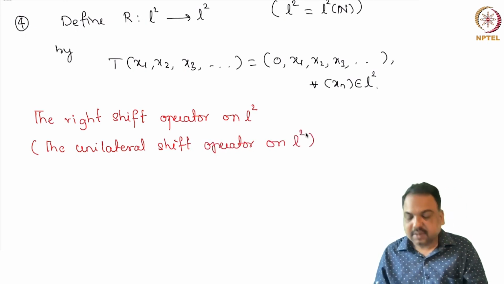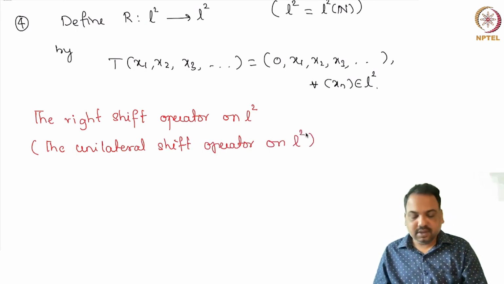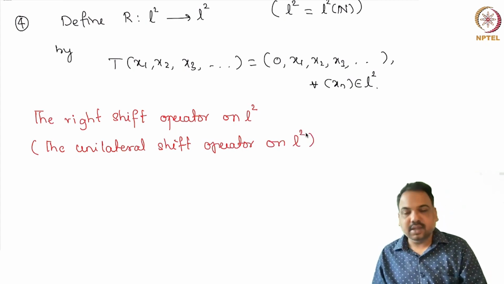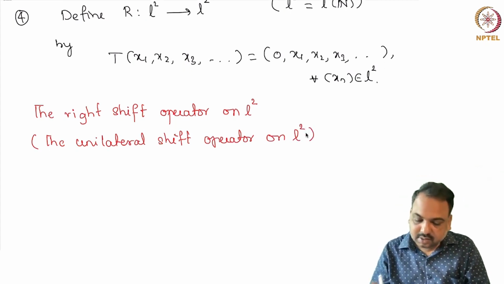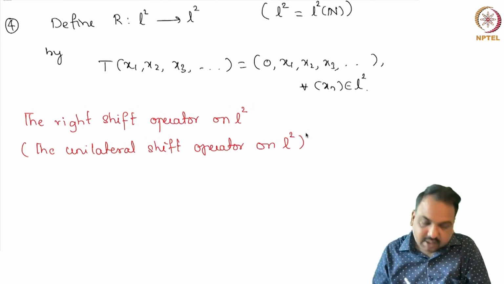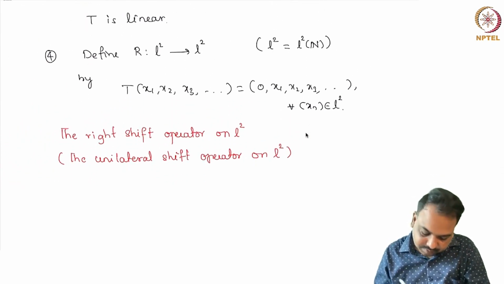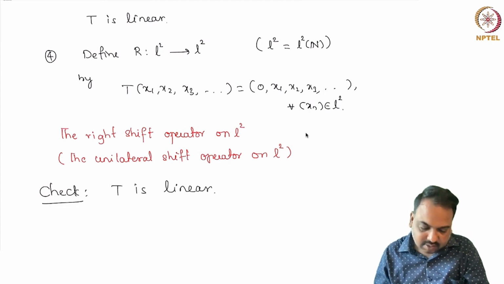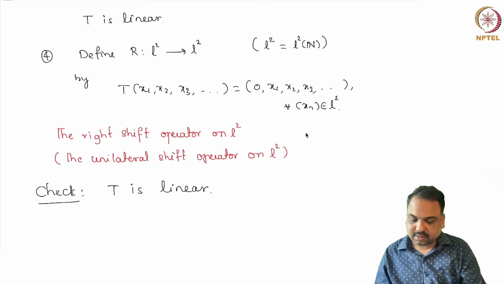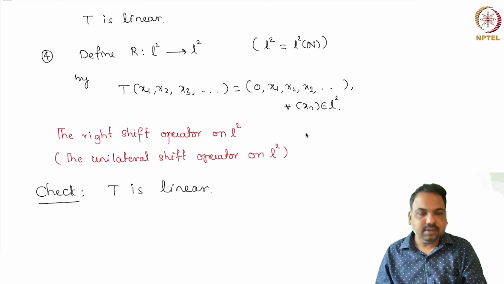On L2. We will see why this is called the unilateral shift operator at a later stage. So the conclusion is that we can easily show that this map T is linear. We can easily check that T is linear. So these are a few examples.